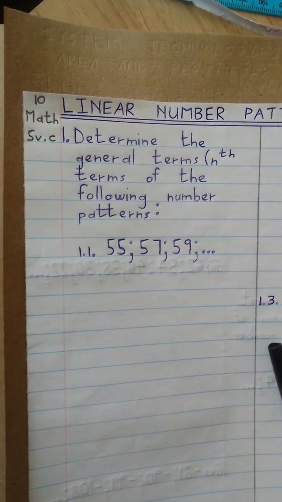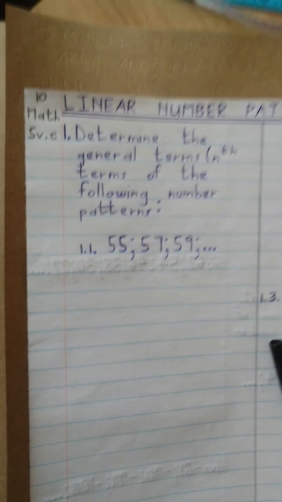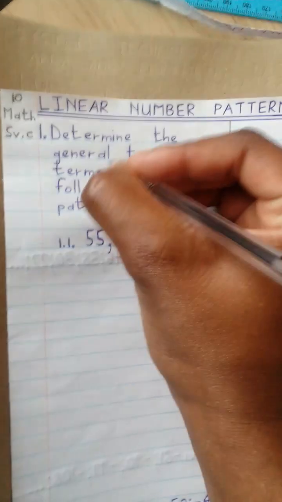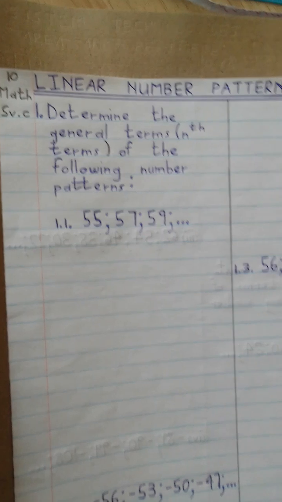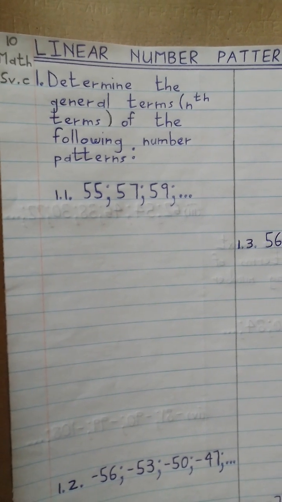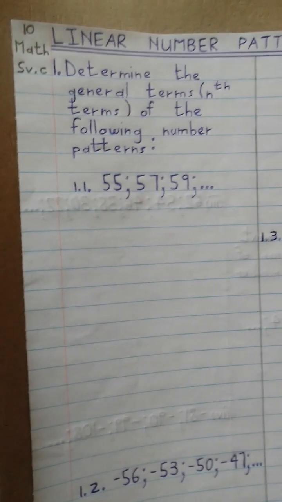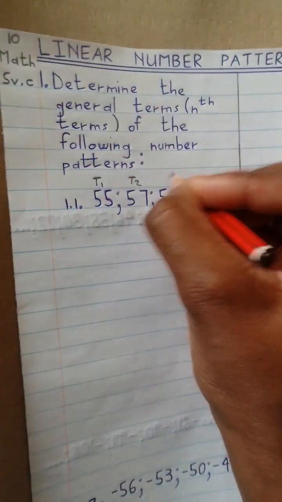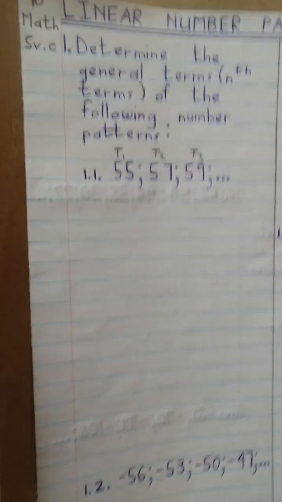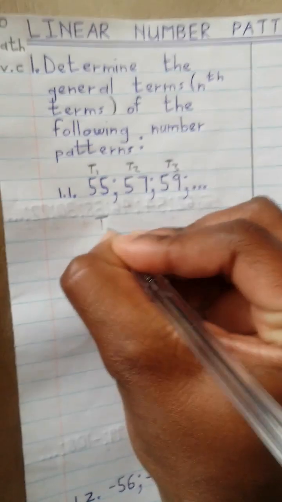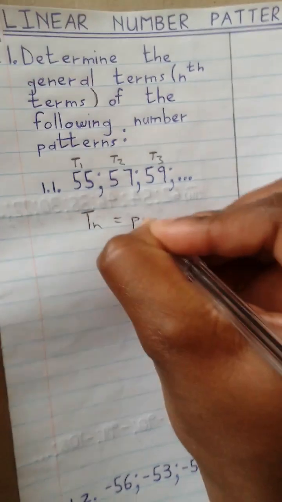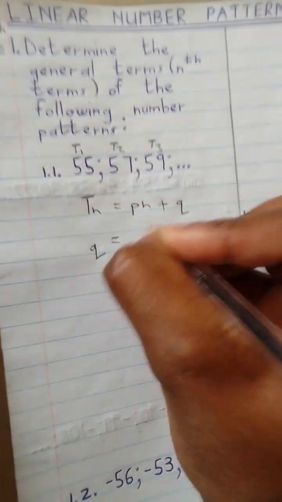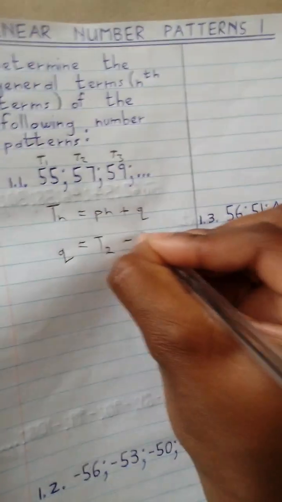So, number 1 states, determine the general terms or nth terms of the following number patterns. 1.1: 55, 57, 59. So first you label T1, T2, T3. Okay, write down the formula. Tn is equal to Pn plus Q, right? So P is T2 minus T1.